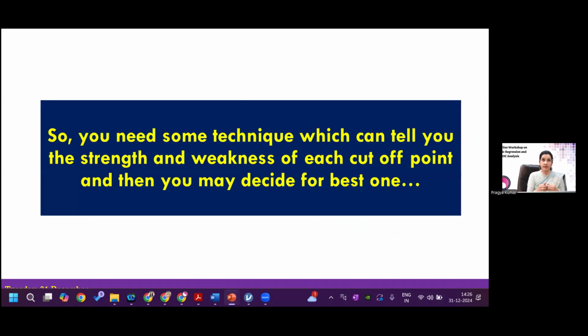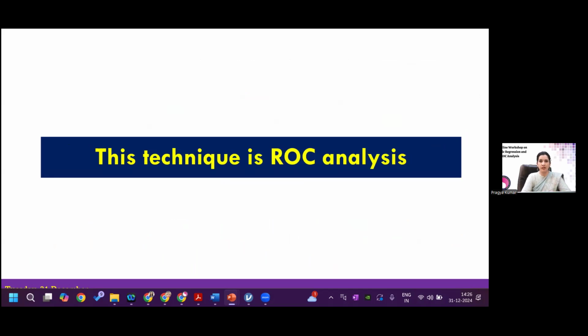It tells that we need some technique which can tell us the strength and weakness of all the cutoff points, and then we can decide which is the best cutoff for the particular diagnostic test. So this technique is the ROC analysis. In ROC, we don't set the cutoff arbitrarily. Rather, there are statistical techniques on the basis of which we decide a cutoff, and then we propose that cutoff. And we check the sensitivity and specificity of our diagnostic test against that cutoff.